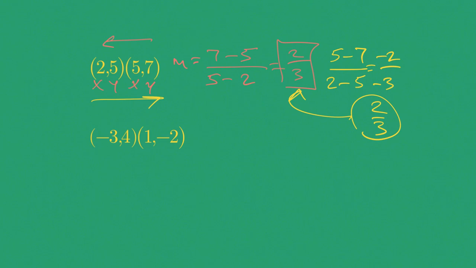2 ordered pairs, negative 3, 4, and 1, negative 2. You want to go right to left or left to right? Okay, let's go left to right with this one. So we're going to go lowercase m equals, slope equals. What's going to be the first y value then, if we're going left to right? 4 minus, put that minus sign behind that first number immediately. 4 minus. What's the next y value? Negative 2.